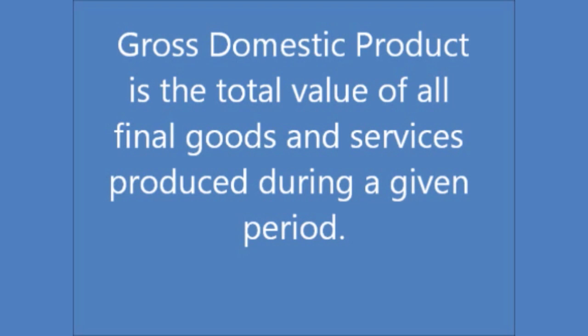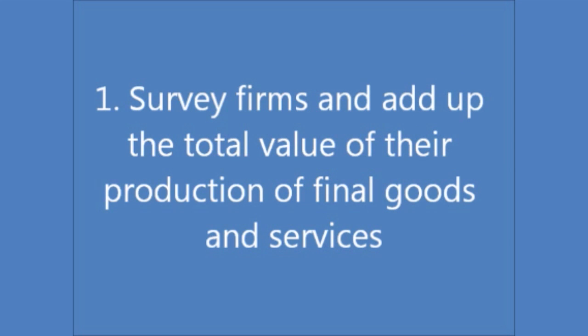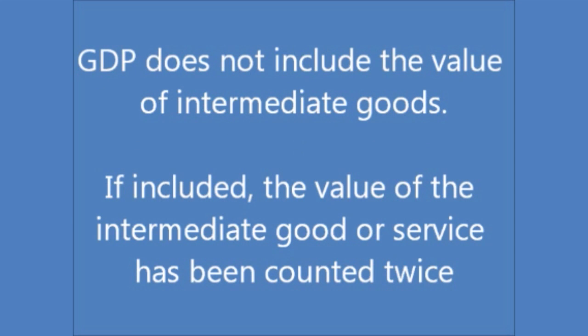Gross domestic product is the total value of all final goods and services produced during a given period. There are 3 ways to calculate GDP. 1. Survey firms and add up the total value of their production of final goods and services. GDP does not include the value of intermediate goods.